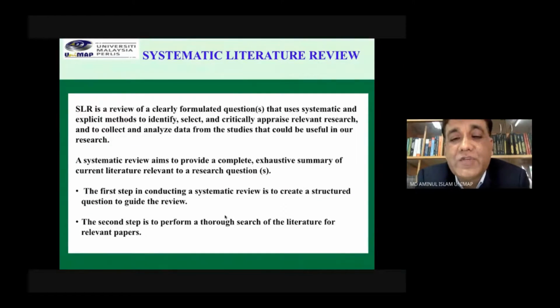That's the question many students will ask me: how do I write a literature review? Should I follow the variables or should I follow the research questions? That one I'll leave for now. Later we'll talk about it. In a systematic literature review, basically there are two steps. In the first step, we conduct a systematic review to create structured questions. First of all, we develop certain kinds of questions that will guide us to do a review, and then based on that, in the second stage, we perform a thorough search of literature and then we review them.